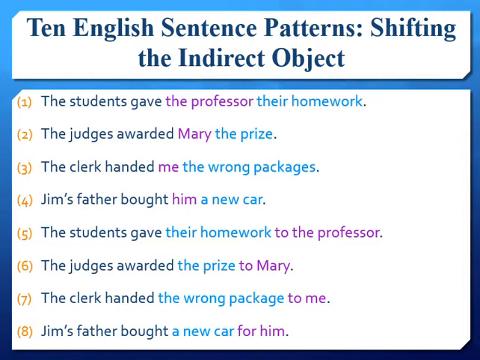Sentences 1 through 4 have the indirect object preceding the direct object, such as the proper noun, Mary, before the noun phrase, the prize. Conversely, sentences 5 through 8 shift the indirect objects after the direct object, such as the direct object, the prize, followed by the indirect object, to Mary.